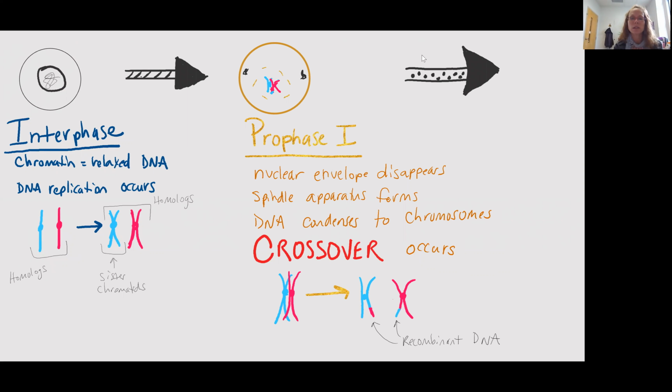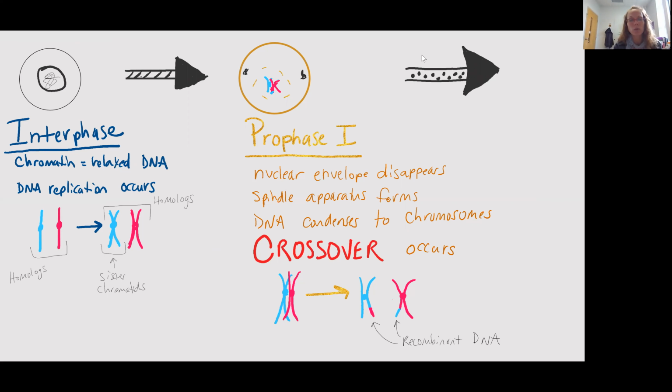From there, we're going to see that the cell goes through prophase 1. Now, prophase 1 is very similar to what we had in mitosis. Your nuclear envelope disappears, your spindle apparatus forms. This is actually when the DNA condenses to form chromosomes. But here is something special. In prophase 1, we have that crossover event happening. And we've talked about that in a separate video.